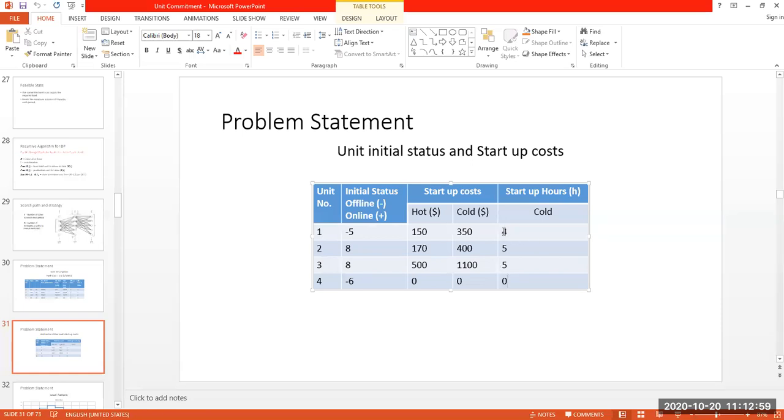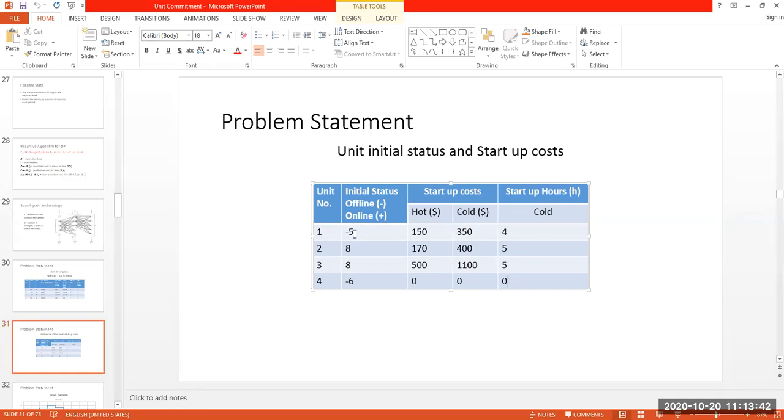Let's say this unit number 1 is turned off, but 4 hours has not elapsed. That means it is still in the hot stage, right? So if 4 hours has not elapsed, then that unit is still in the hot stage, and if you choose to turn on the unit again, your associated cost will be 150. You get my point? The cold start cost will be considered only when, let's say, this has been off for 5 hours.